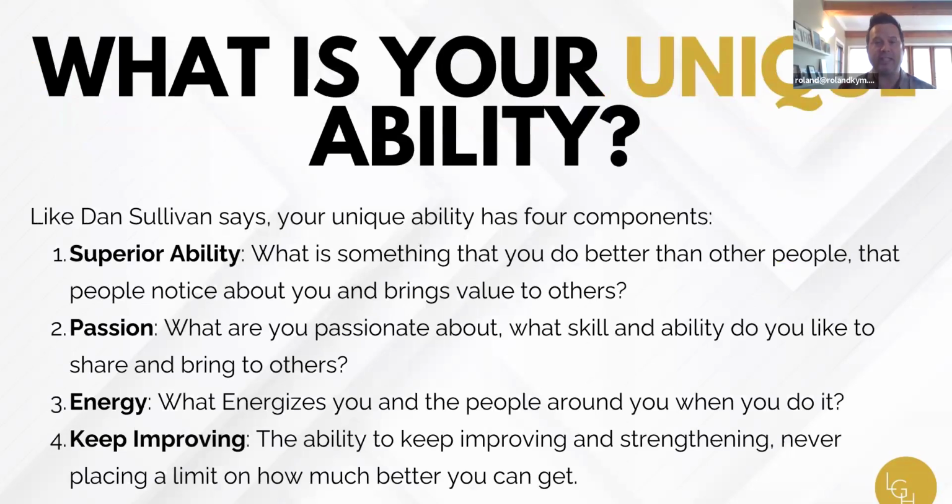When you're working on designing a niche for you and your business, part of what you need to answer is, what's your unique ability? And like Dan Sullivan says, the way that you can figure out what your unique ability is, it has 4 clear components. Okay, superior ability. What is something that you do better than other people, that people notice about you and brings value to others? Passion. What are you passionate about? What skill and ability do you like to share and bring to others?